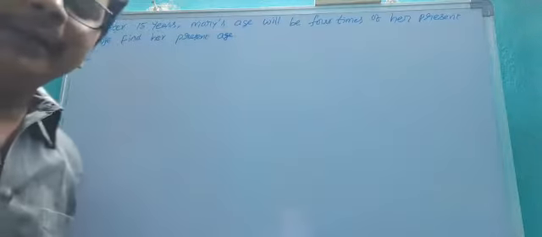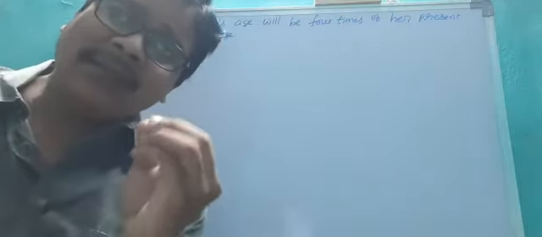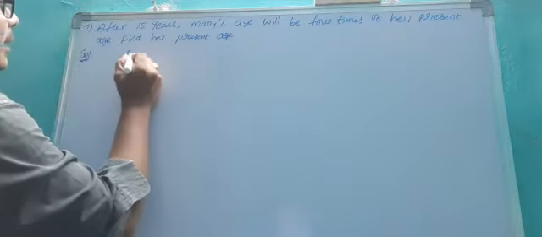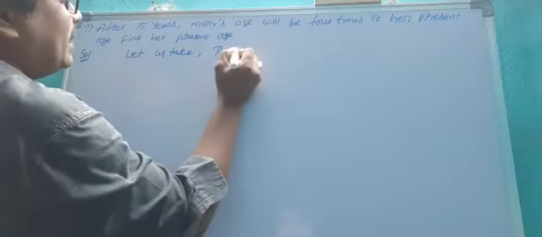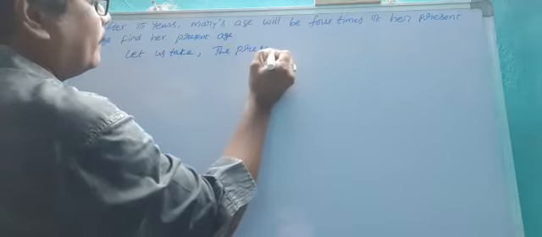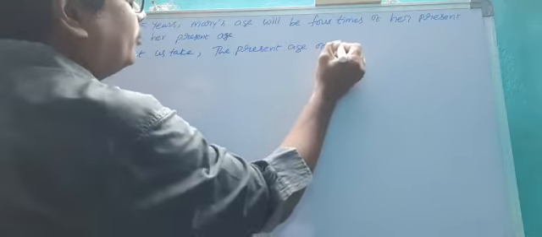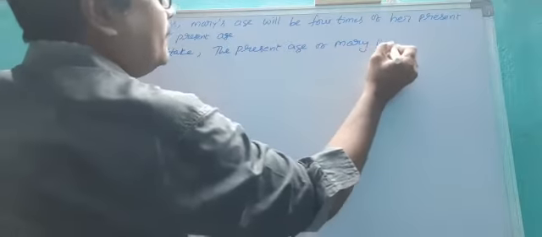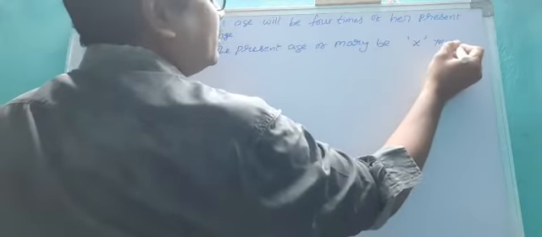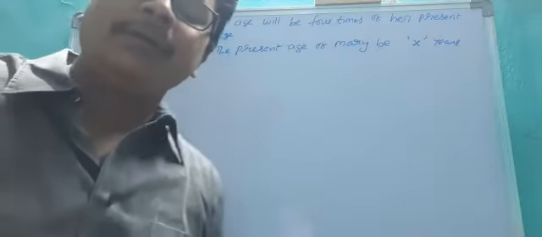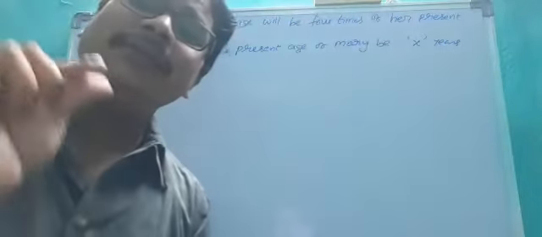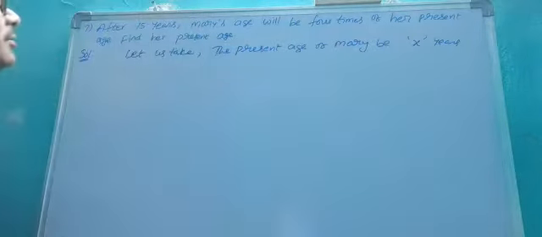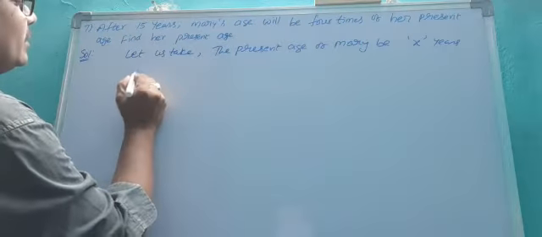The present age of Mary is the unknown quantity. Let us take a variable. Let the present age of Mary be some x years. Here x indicates one of the numbers, but instead of the unknown quantity, you take one variable like x.